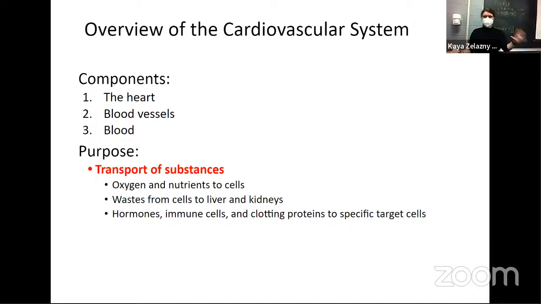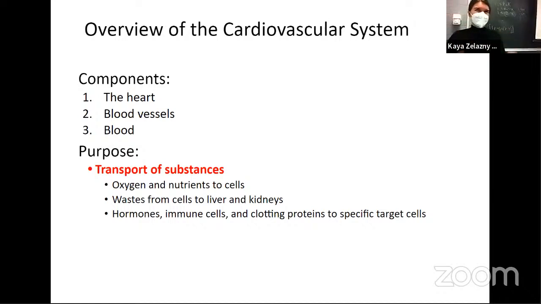So the overall purpose of our cardiovascular system is to transport different substances around the body. A lot of that is going to be oxygen. We know that oxygen is really important for most of our cells to produce ATP. We're also thinking about nutrients, for example, glucose. We're going to be removing waste products as well, specifically in the liver and kidneys. And we're also moving our hormones around, right?